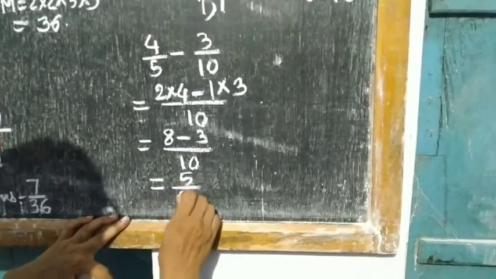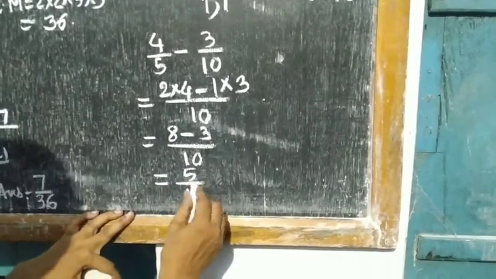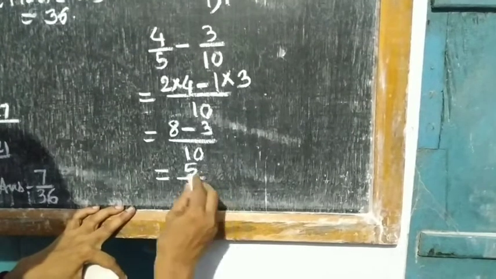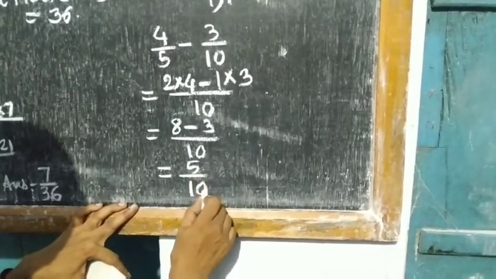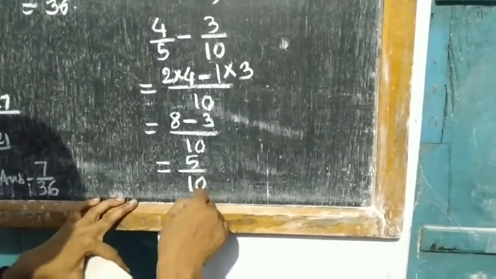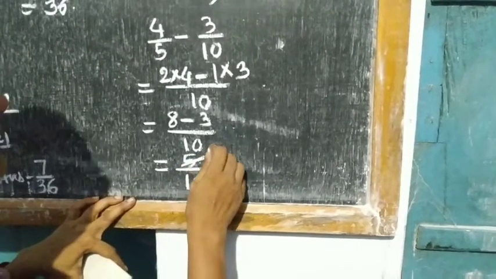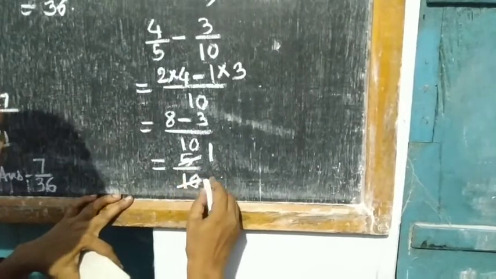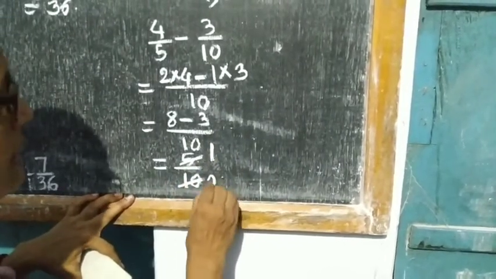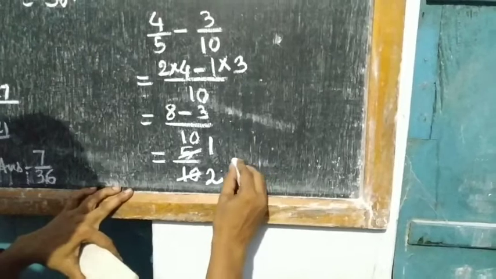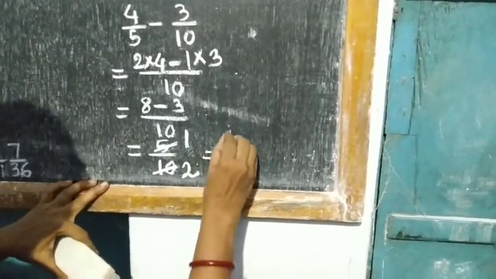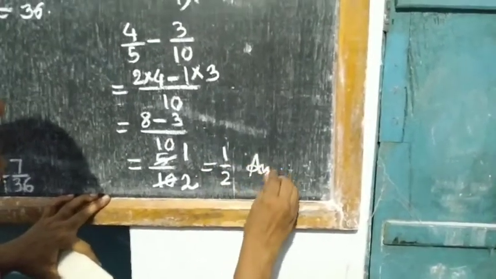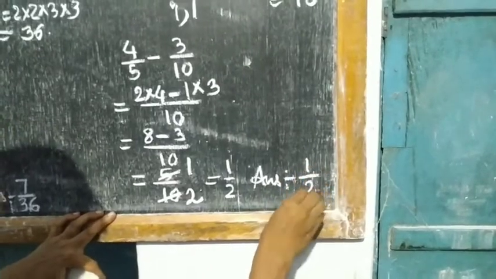So 5 by 10. Now see children, there is a common factor between 5 and 10. 5 into 1, 5 into 2. So 5 is common to both of them. So it will be 5 into 1, 5, so 1. And then 5 into 2, 2. So 5, 5 will be cancelled, and here it will be 2. So the answer is equal to half.